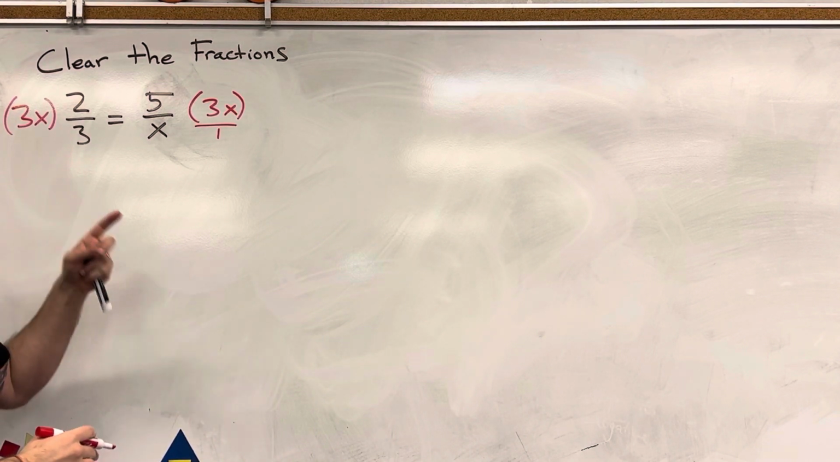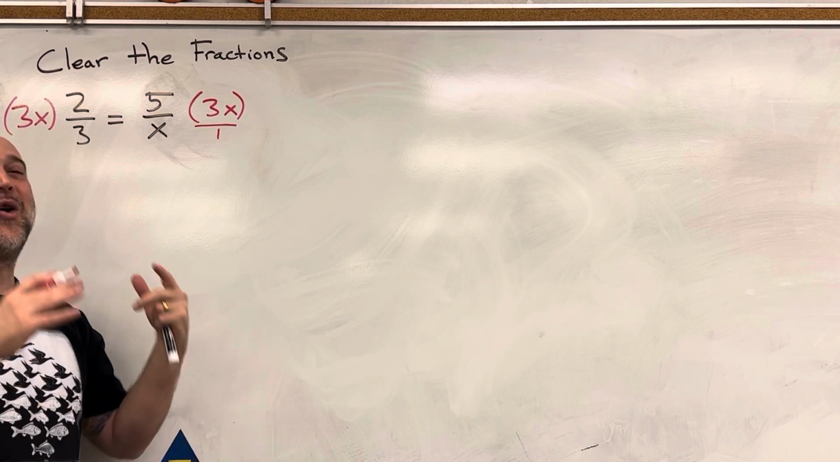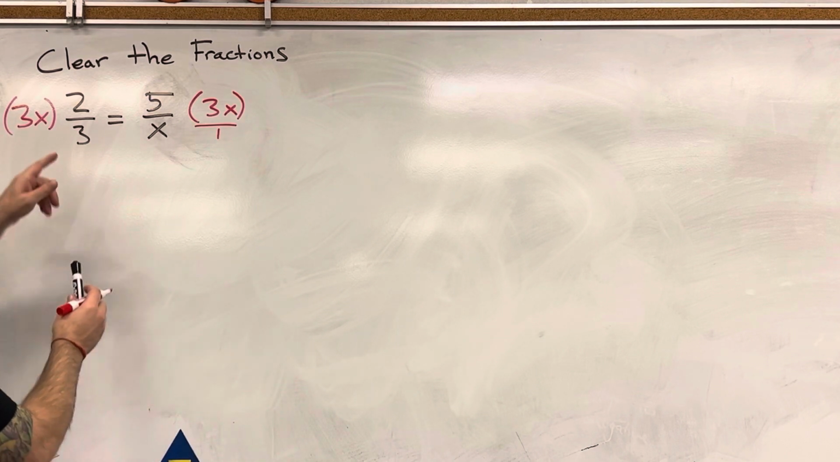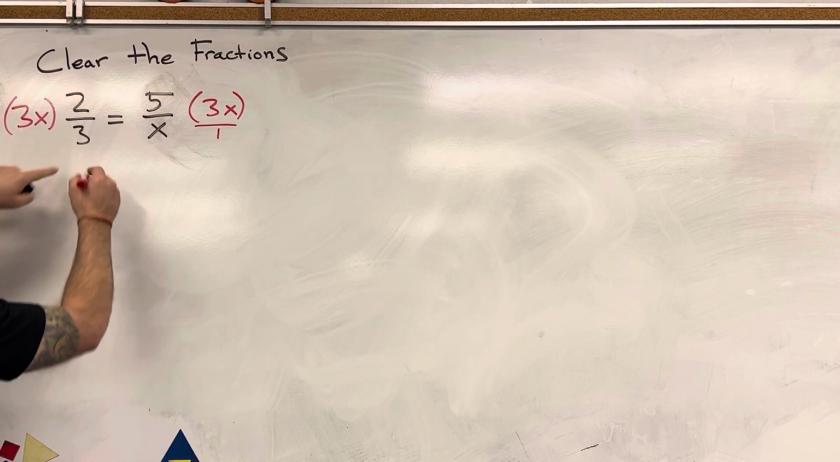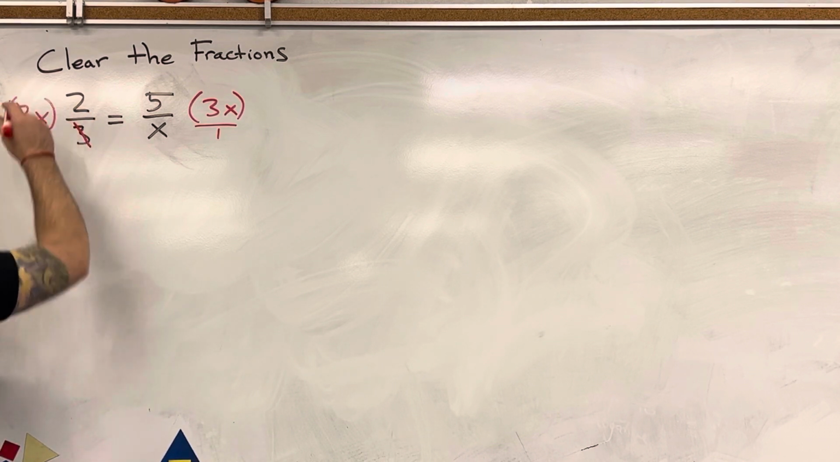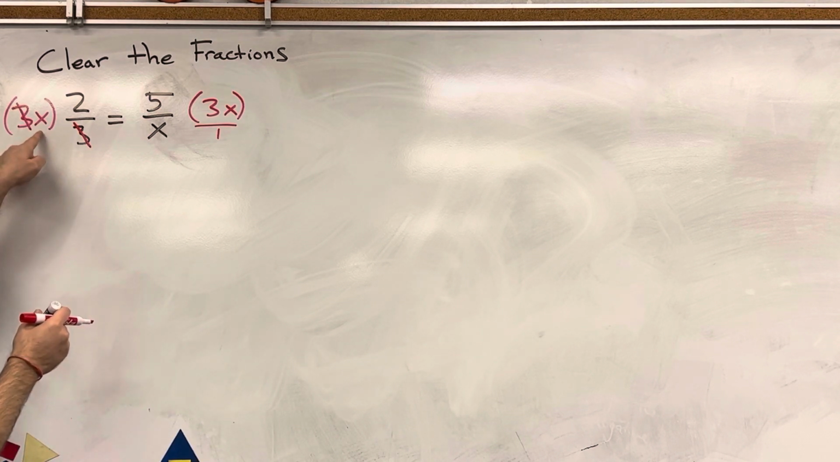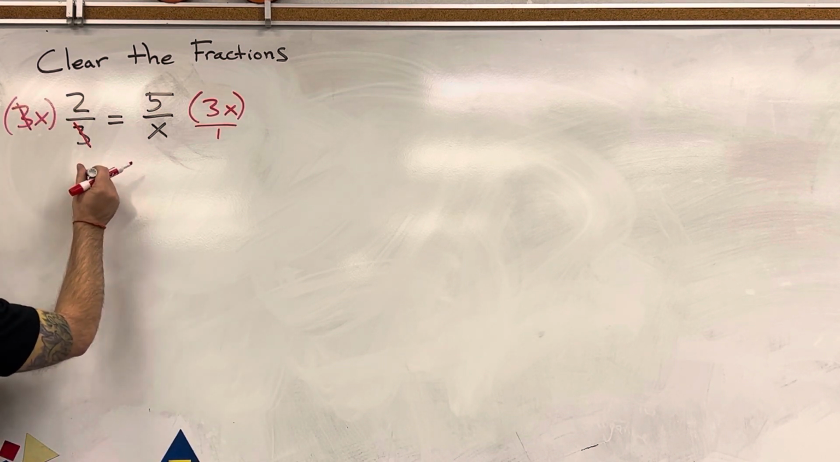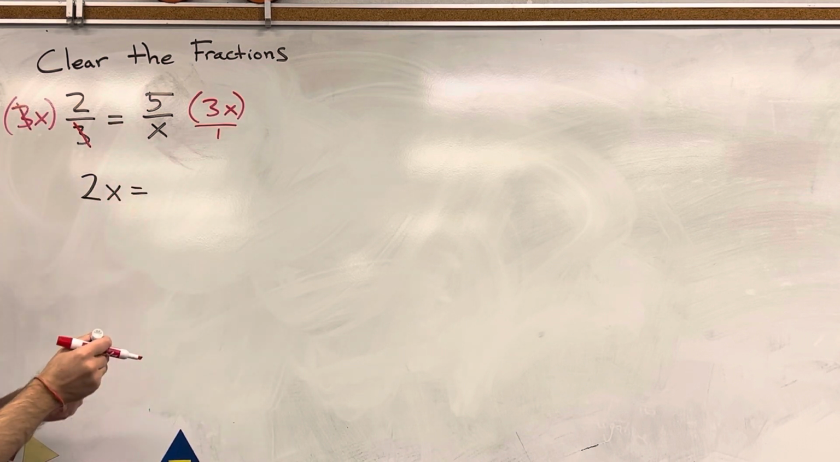So what this does is, and the reason why it's called clear the fractions, in one move, all the fractions are gone. So in this case, we see a 3 is on top here and a 3 is on bottom here. That means they reduce out. And on the left side, what do we have? We have an x times 2. So this is going to be a 2x on the left. The equal sign stays in the middle.